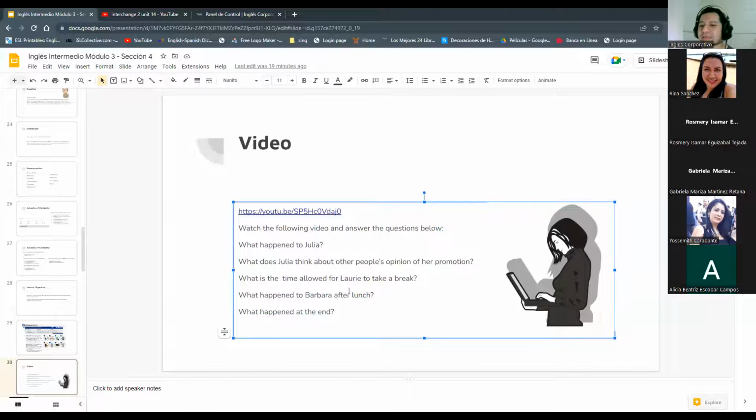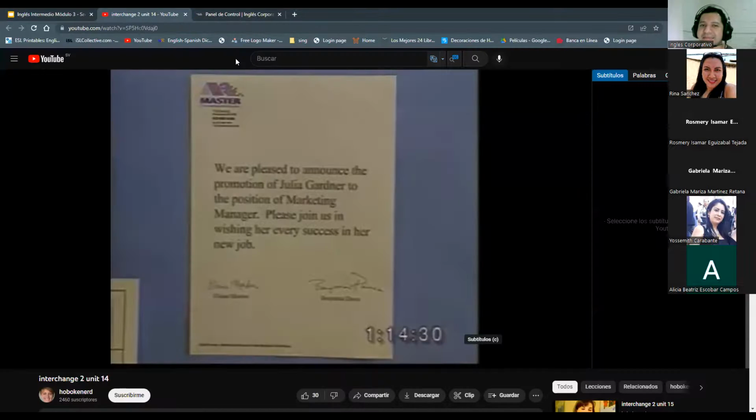What does Julia think about other people's opinion on her promotion? She thinks that the people were upset by her promotion because they were whispering. Exactly. She thinks that probably other people were kind of upset, right? Because they were not saying anything to her and they were whispering, right? Whispering, susurrando, right? Very good. Let's see the next one.